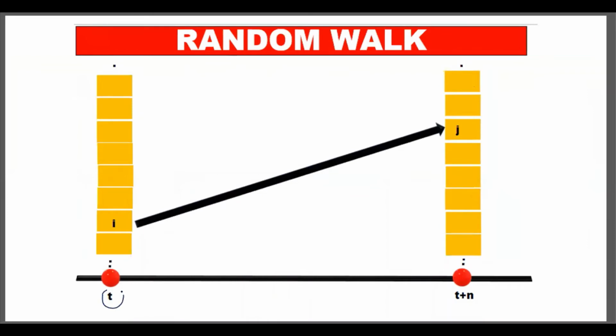Now suppose you are at I and you want to go to J from I in how many steps? N steps. N moves are allowed. N games you are supposed to play. And after N time periods, you have to reach J from I. You are here, you want to reach here. Okay? In how many? N time periods. So this is N and this is J minus I.